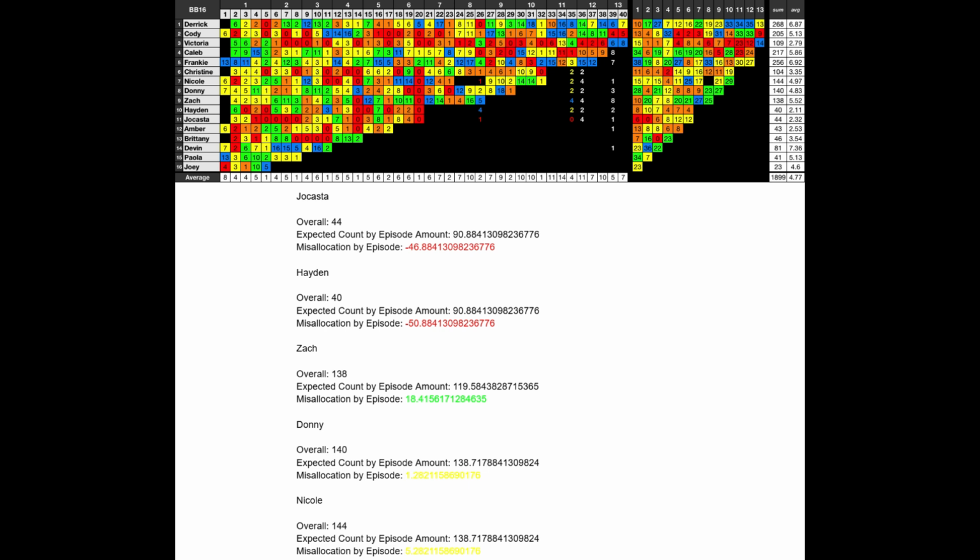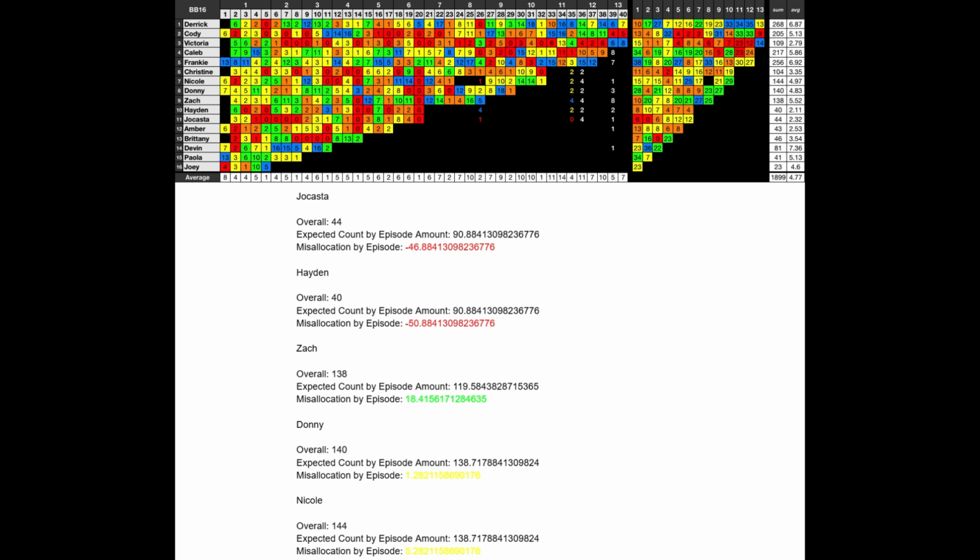Donnie has 140 diary rooms, where his expected count by episode amount is 138.71, causing for a 1.28 misallocation by episode. So his distribution is pretty much close to perfect, as he's only off by 1.